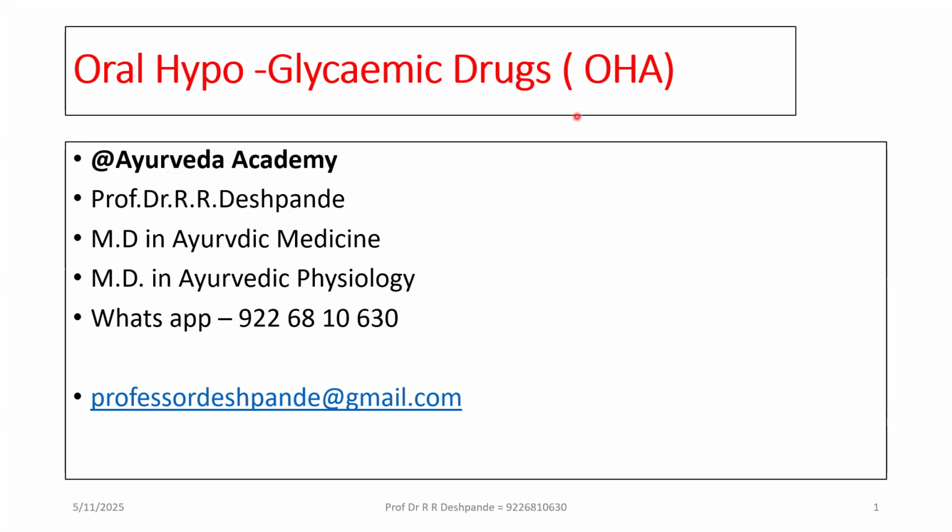Okay, right. So we are discussing the basics of diabetes, because unless and until we know the basics of diabetes mellitus, we cannot have the idea of OHA. So diabetes mellitus is a deficiency of insulin, and diabetes insipidus is a deficiency of ADH, anti-diuretic hormone, which is secreted by the posterior pituitary gland.